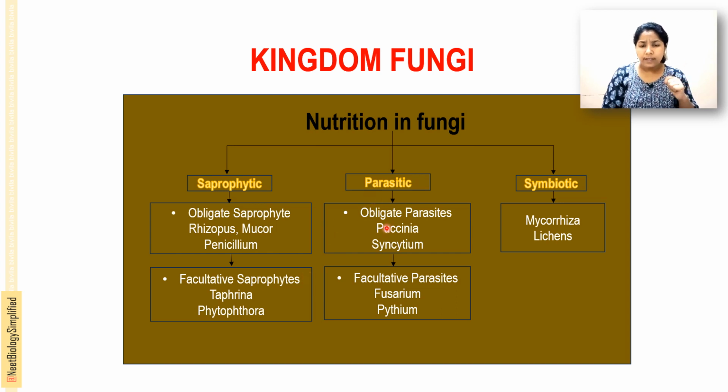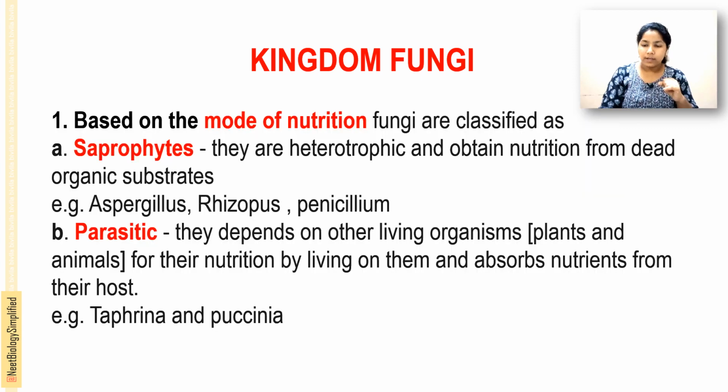The parasitic ones include the obligate parasites. Obligate means only parasitic; they live inside the other organism. Saprophytic means dead organic matter. Puccinia and Synchytrium are examples of obligate parasites, and the facultative parasites are Fusarium, Pythium, etc. And the symbiotic ones live in mutual understanding, where both benefit, as in mycorrhiza and lichens.